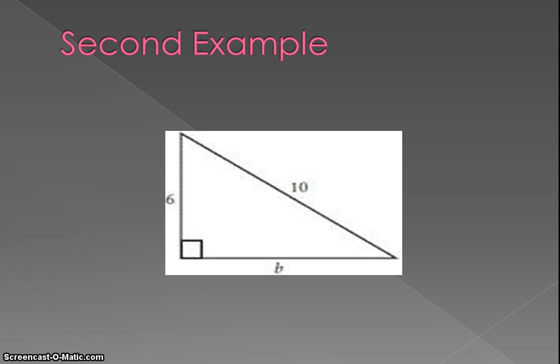So let's go through our multiplication facts again. 1 times 1 equals 1, 2 times 2 equals 4, 3 times 3 equals 9, 4 times 4 equals 16, 5 times 5 equals 25, 6 times 6 equals 36, 7 times 7 equals 49, 8 times 8 equals 64. So b equals 8.